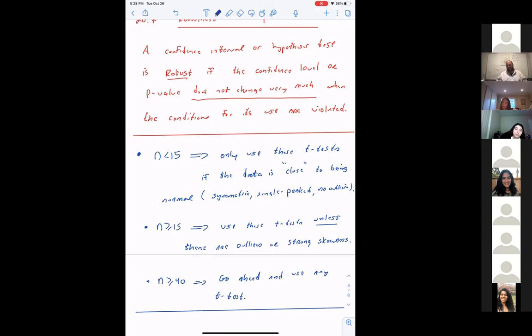If it's 15 or more, you can use it unless there are outliers or strong skewness. It's only when n is less than 15 that you really need to be worried. But as long as it's close to normal, symmetric, single peaked and no outliers, you'll be okay. That's the robustness of the T procedures, that they don't really require normality as long as these conditions hold. Okay, makes sense?